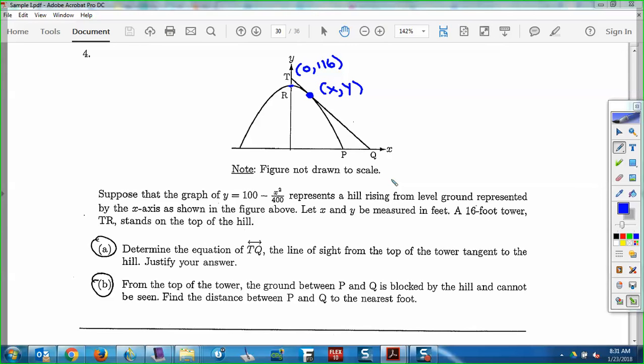And so Reese, you can set it up the way you did. So it's just y minus 116 over x minus 0, and then do your derivative, the y prime on this side, and solve it. Once you find that point, you do have to do a little more. Then you've got the equation of this line. You can get the slope of that line, because you have two different ways to write slope right here.